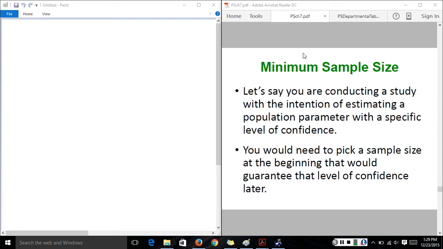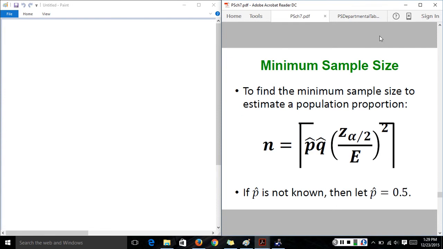Well, before you ever start any research, you need to pick a sample size at the very beginning that would guarantee you that you can make that confidence interval later on. You can't just pick any old sample size if that's your end goal. Now, the good news is there's a formula for this.